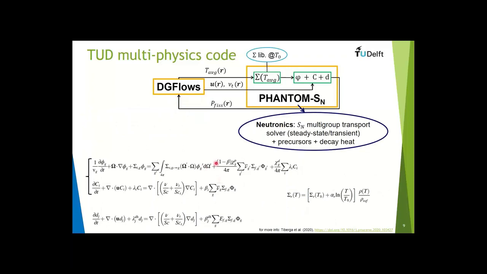And then the Phantom code, as the name suggests, is an SN code. So it's a multi-group transport solver, which can solve both the steady state and transient neutron equations. By steady state, I mean that we solve eigenvalue problems, of course. So in this case you would need to divide the fission production by the eigenvalue k, both in the prompt equations and in the transport equation of the delayed neutron precursors. But there's an extra equation implemented in the code, which is this one. It's a standard transport equation, and it models the decay heat.